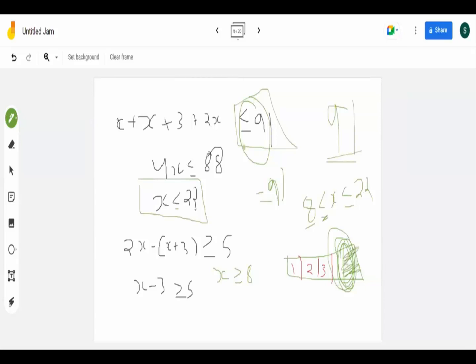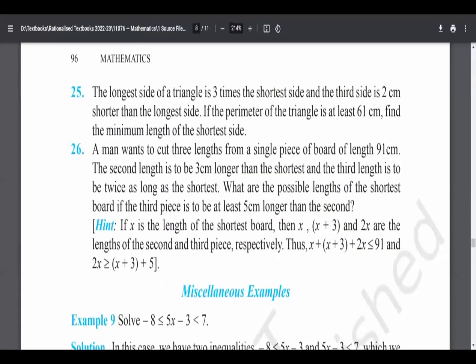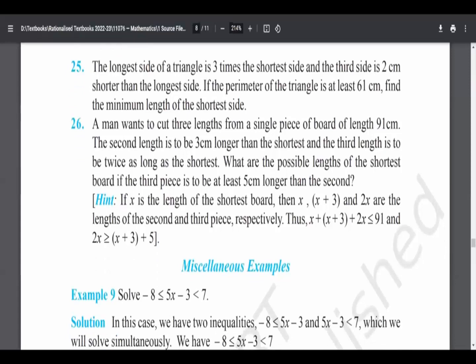And the rest of the question was very simple. Two inequalities were given. We solve these two inequalities and get our answer to be 8 and 22. x varies between 8 and 22, including both of them. So let me show you the question again. See, a man wants to cut three lengths from a single piece of board. He wants to cut three lengths from the single piece of board. He does not cut the whole board into three pieces.